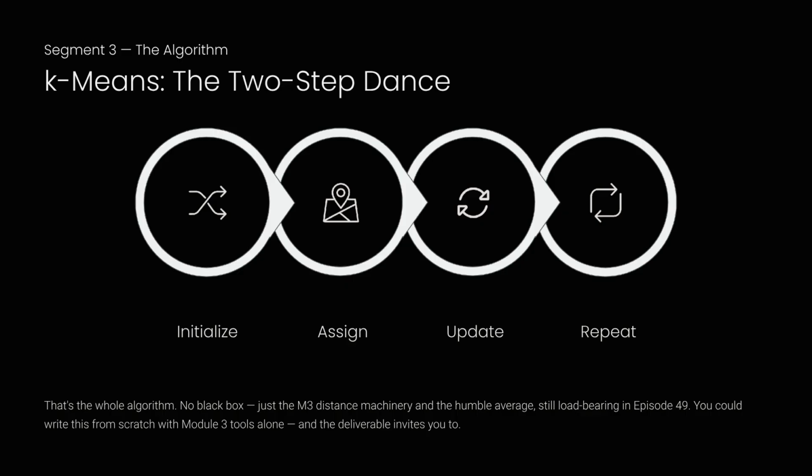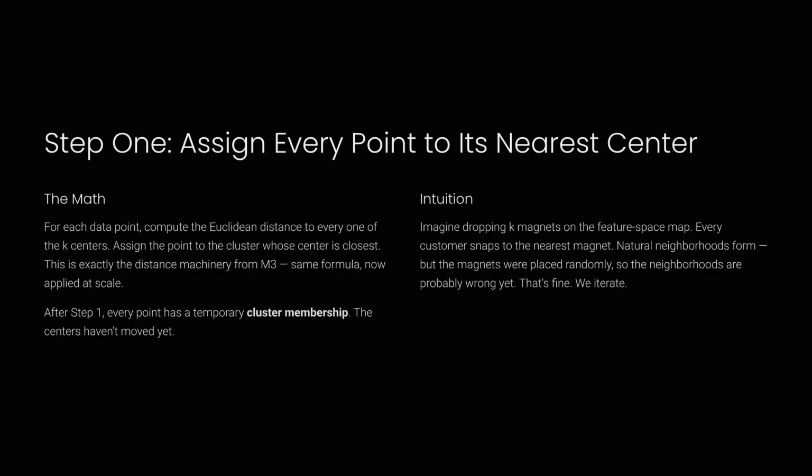The k-means algorithm is a simple, iterative process. It involves four key stages: initializing the centers, assigning points to the nearest center, updating the center to the mean of its assigned points, and repeating this process until the groups stabilize. In the assignment step, we calculate the Euclidean distance from each data point to every cluster center. Each point then snaps to its closest center. Think of it as placing magnets on a map. Naturally, neighborhoods form around them.